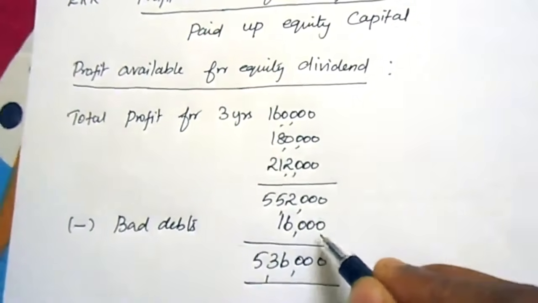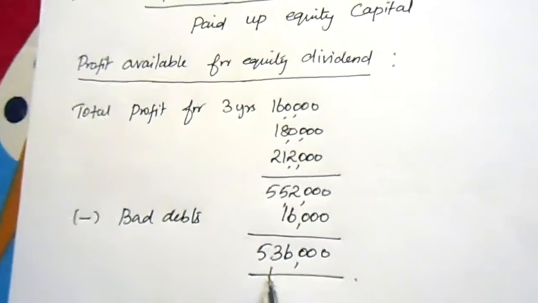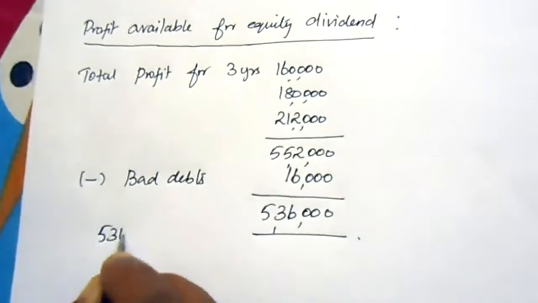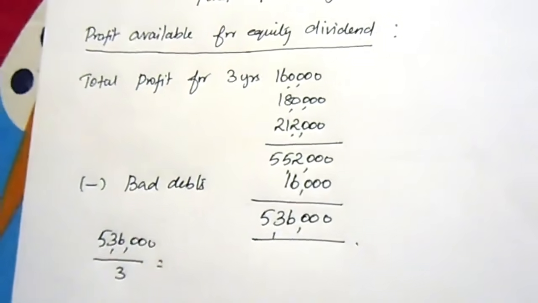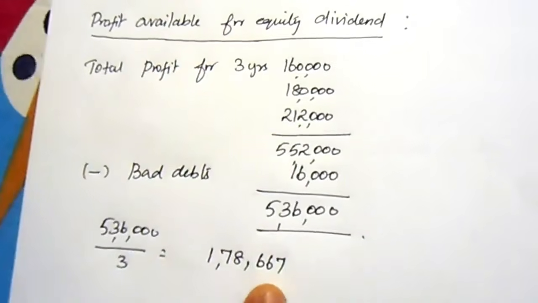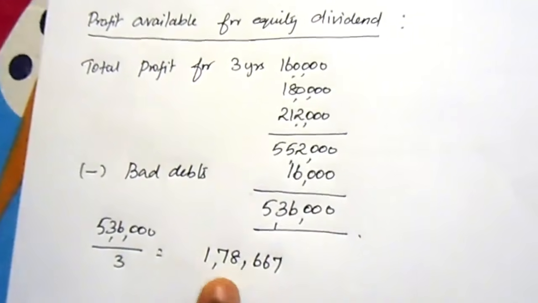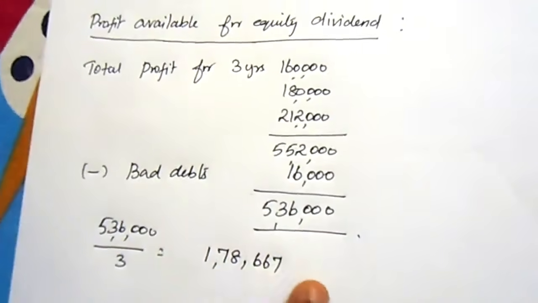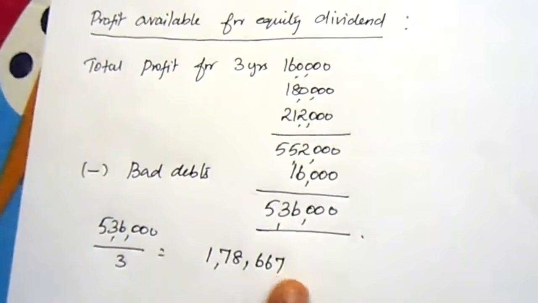After deducting 16,000, this is the total profit for 3 years. Now we are able to find the average profit. That is 5,36,000 for 3 years, divided by 3. You will be getting the average profit. This is the average profit: total profit for 3 years divided by 3. How much? 1,78,666. Now you can convert it into a round number, that is 667.